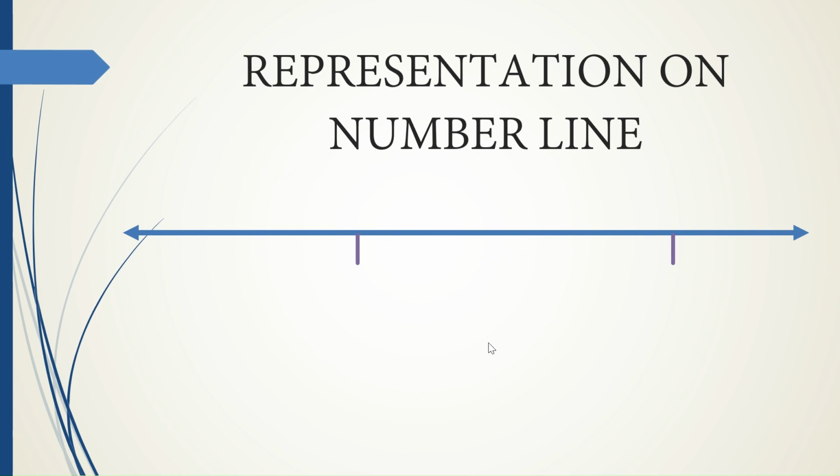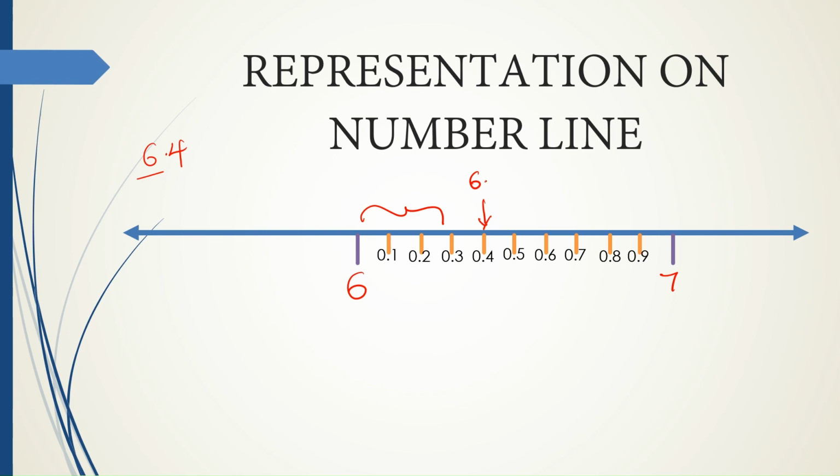We'll see how to represent 6.4 now. The first step would be to locate the whole number on the number line, that is locate 6 and its successor 7. The unit between these two, divide that into 10 equal parts and give value for each and every marking. Now here we can see 0.4. So this 0.4 comes after 6. So this is the location for 6.4.